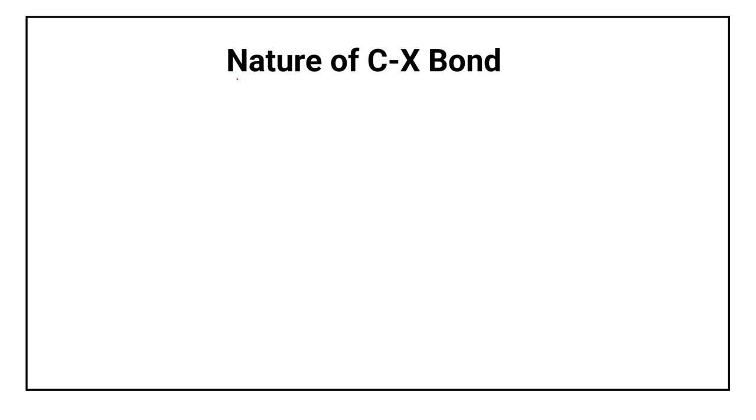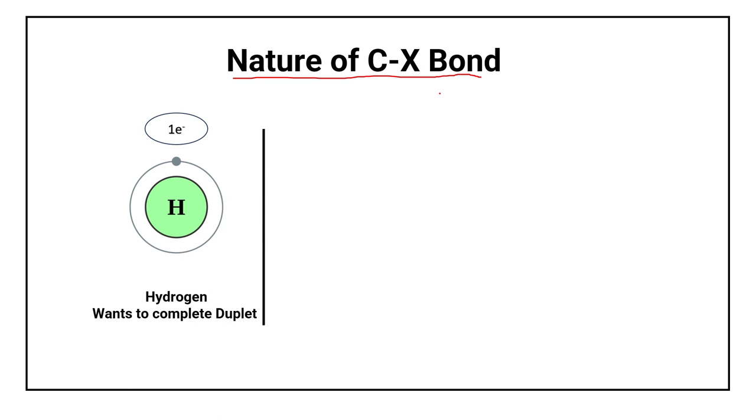In this video, we are going to learn about the nature of the carbon-halogen bond. Before that, we should first know the basics. As you all know, a hydrogen atom has one electron in its outermost shell, and in order to complete its duplet and gain a noble gas configuration, it needs to gain one more electron.